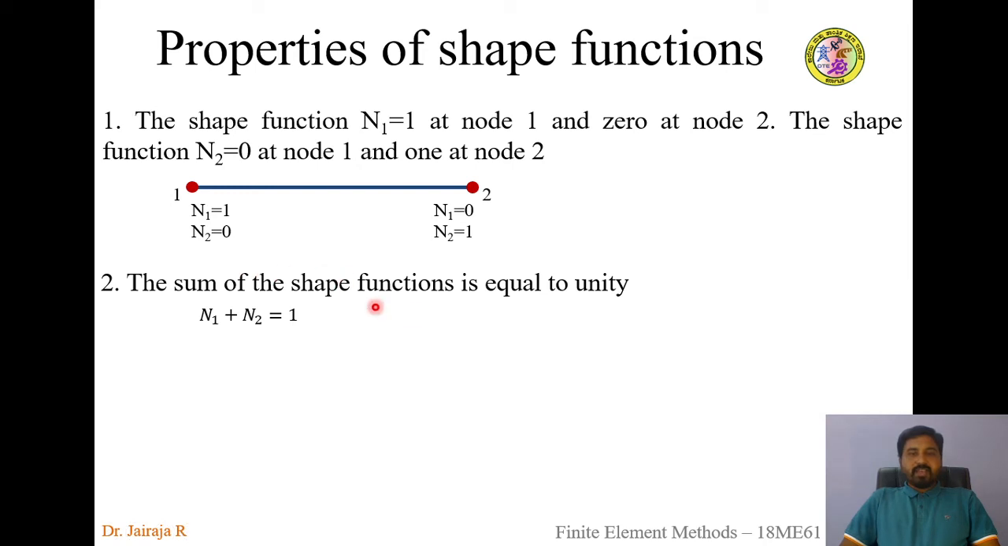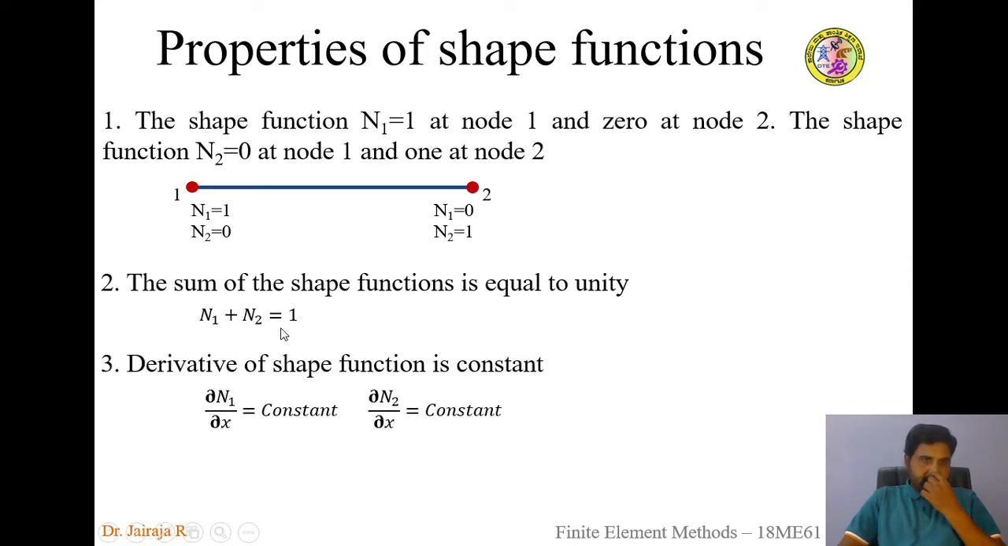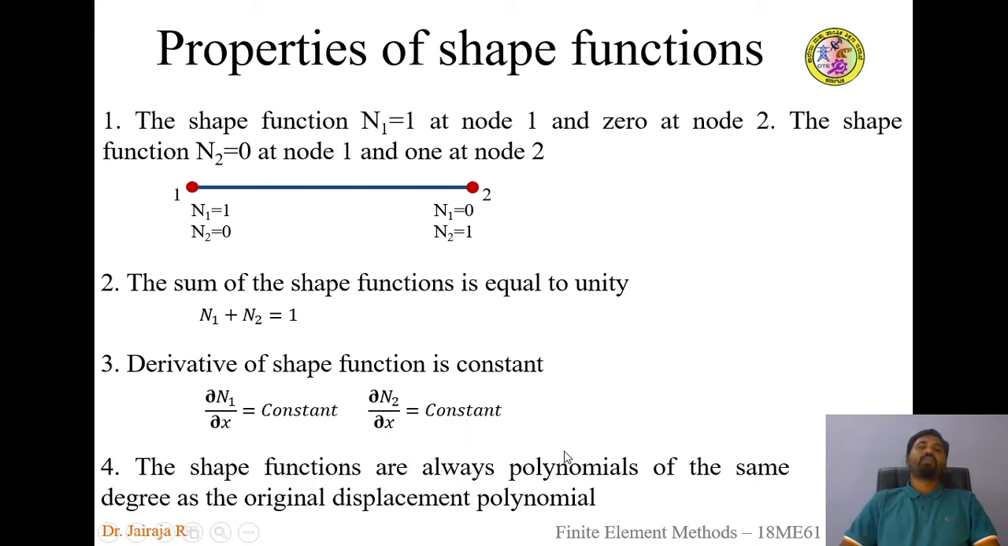The sum of the shape functions is equal to unity. That means N1 plus N2 should be 1. Then the third property, derivative of shape function is constant. That means ∂N1/∂x is equal to constant, and ∂N2/∂x is equal to constant. Fourth property, the shape functions are always polynomials of the same degree as the original displacement polynomial.